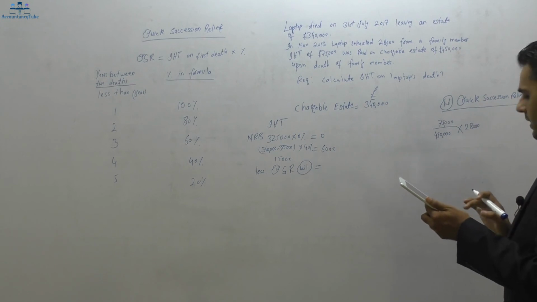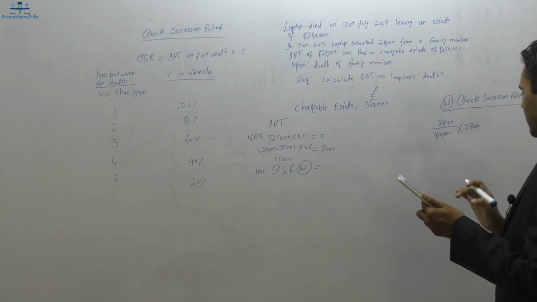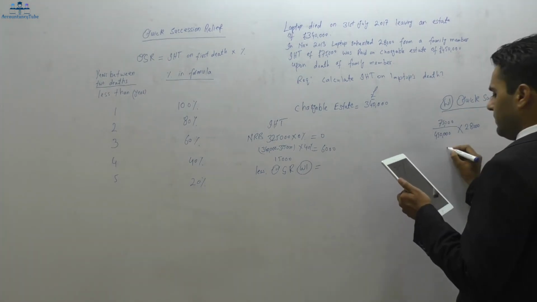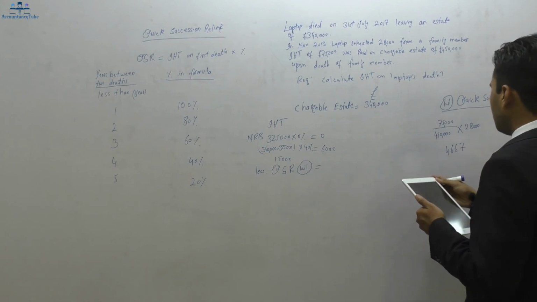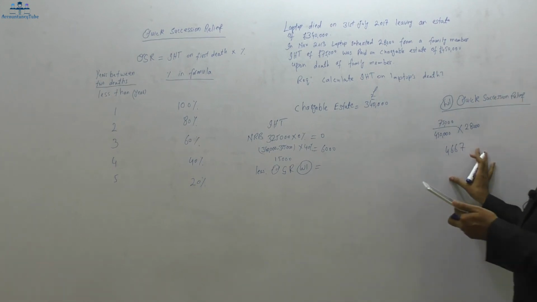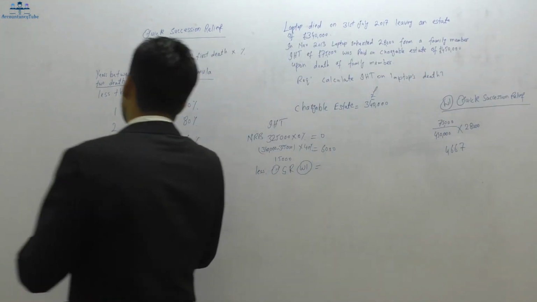75,000 pounds divided by 450,000 pounds times, so that's going to be 4667. Right, so that is the amount of inheritance tax paid on first death. Right, now we'll have to apply the percentage on that.